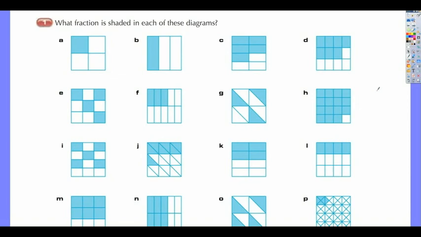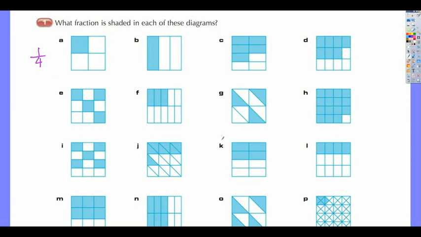For each of these diagrams, you're going to write down what the fraction is that has been shaded. So for the first one, we need to think how many sections has the shape been split up into. So we've got 1, 2, 3, 4. So my denominator is going to be 4. And then how many have been shaded in? It's 1. So that's going to be 1/4. So go through and answer these questions.